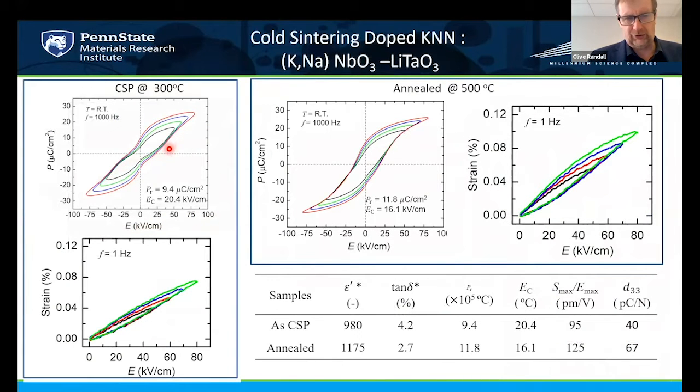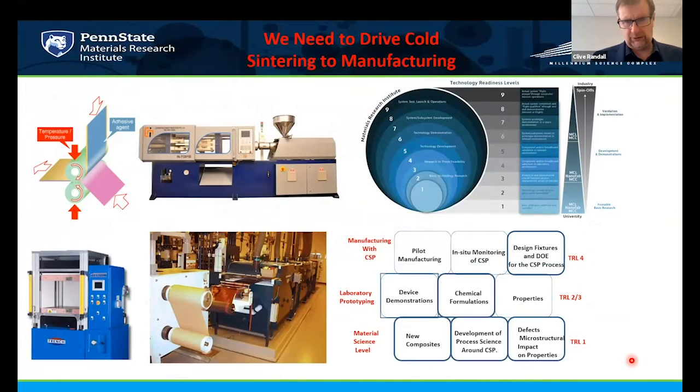And with that heat treatment, you then start to see better looking hysteresis behavior. Although the d33 coefficients still have to be improved by at least another factor of 2 to 3. But it shows you, in these very early days, that we need a heat treatment.